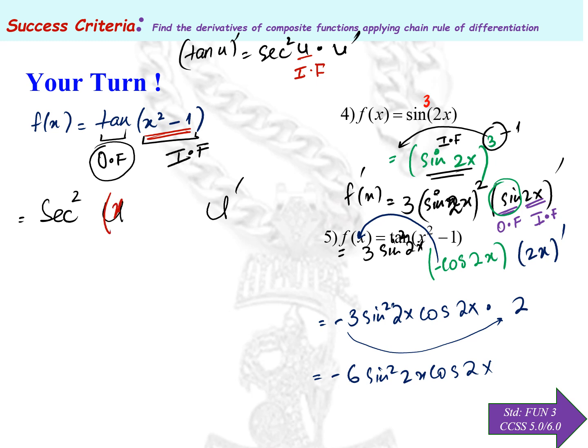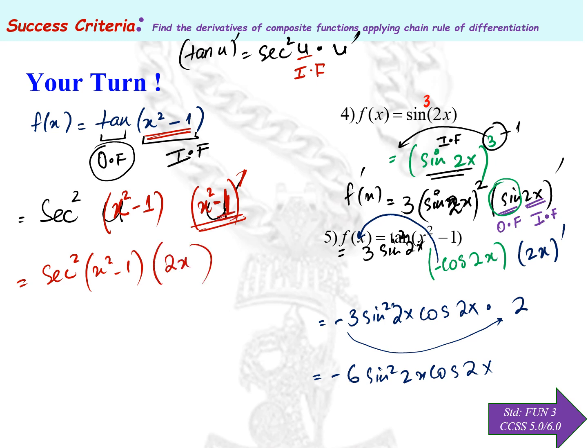So just replace the u by x square minus 1 here and x square minus 1 here. So secant square x square minus 1 we will write as it is. And here we have a prime. So the derivative of x square is 2x and the derivative of negative 1 is 0. Now just arrange it. Write the number and the variable in the beginning of the trigonometric value. So it is 2x secant square x square minus 1.